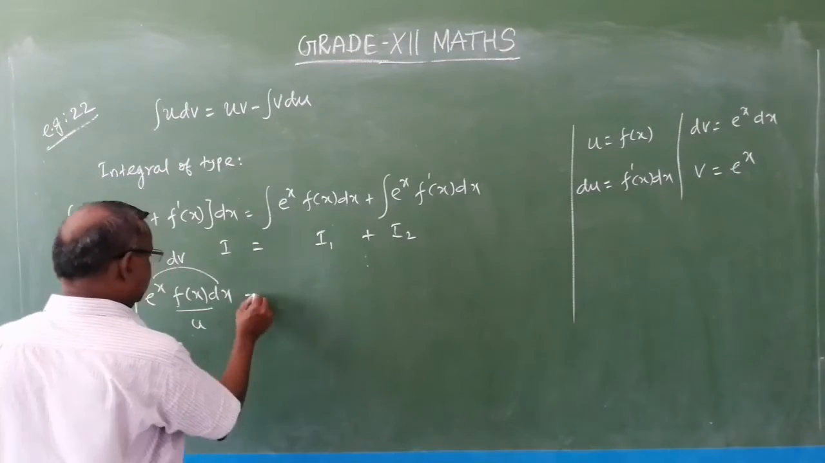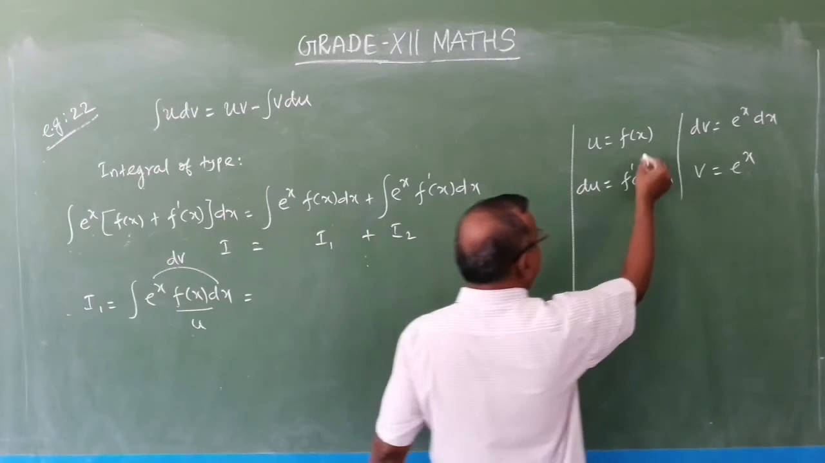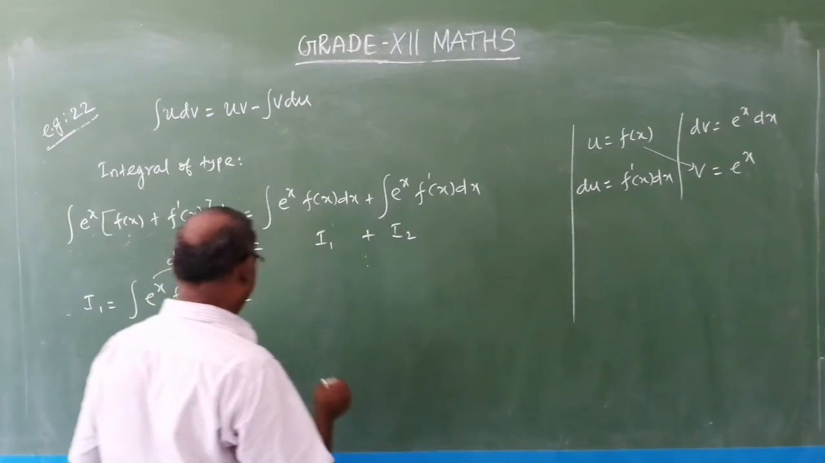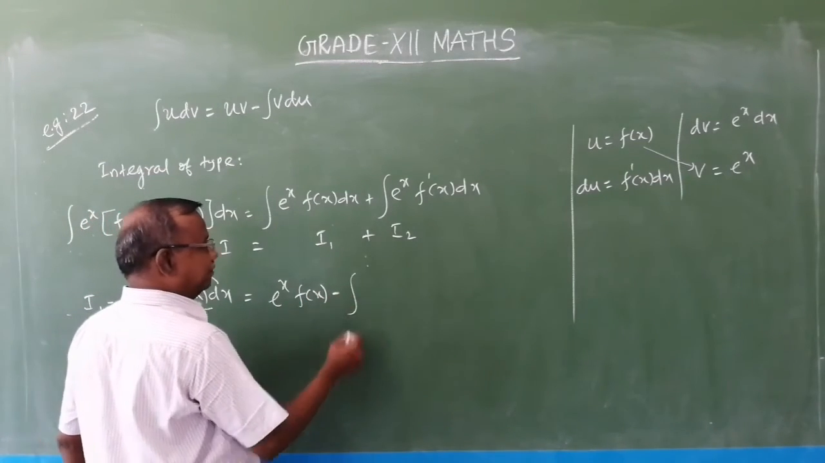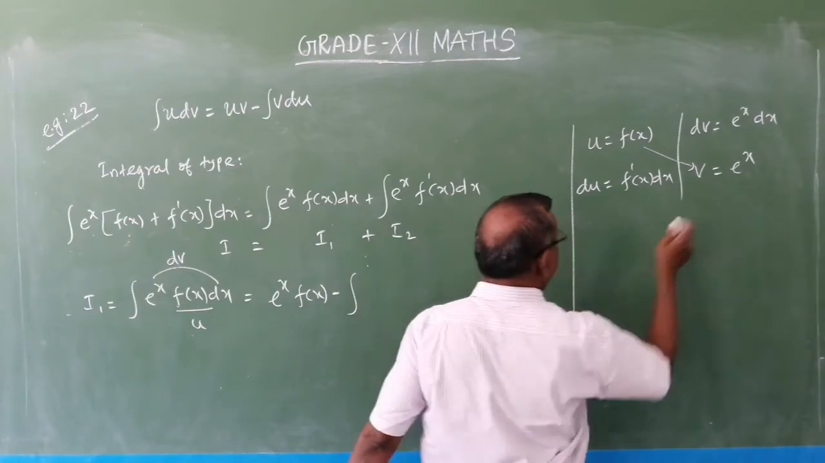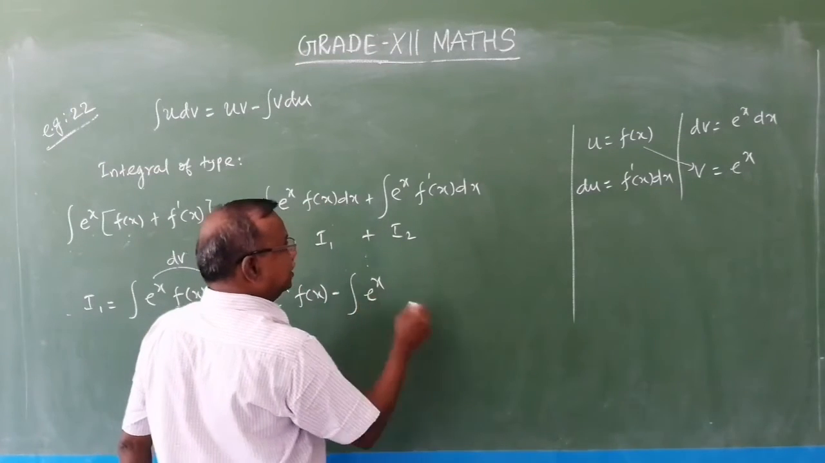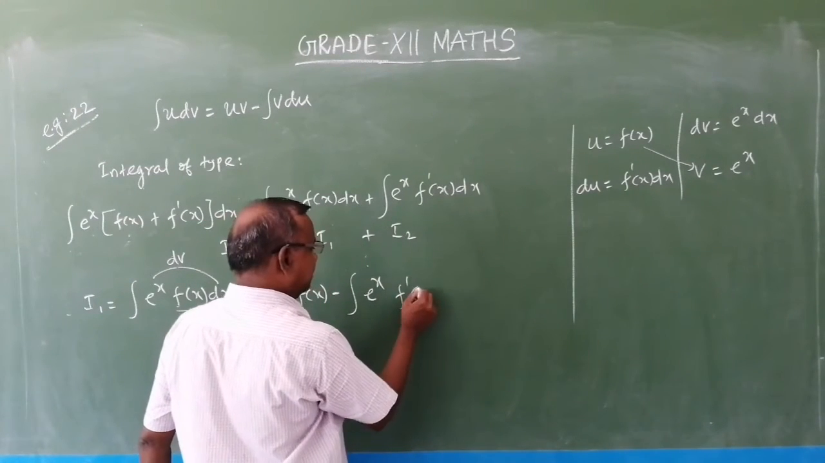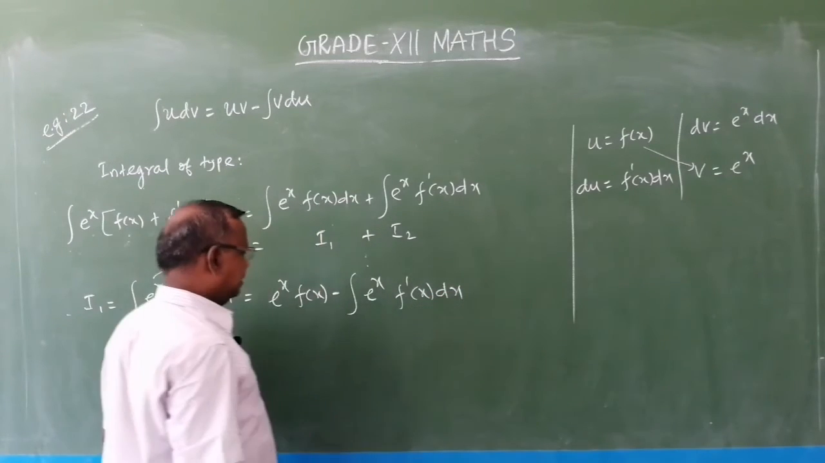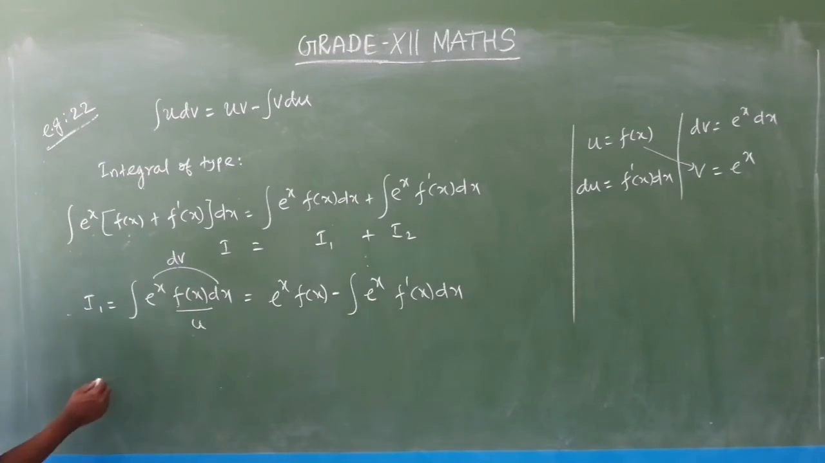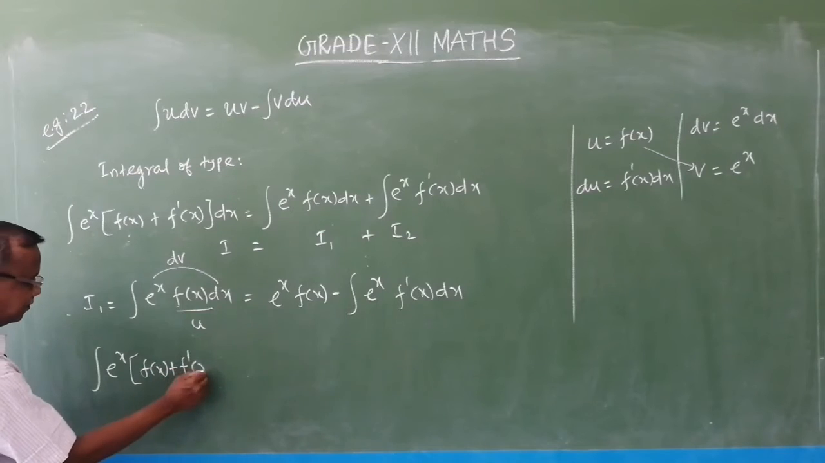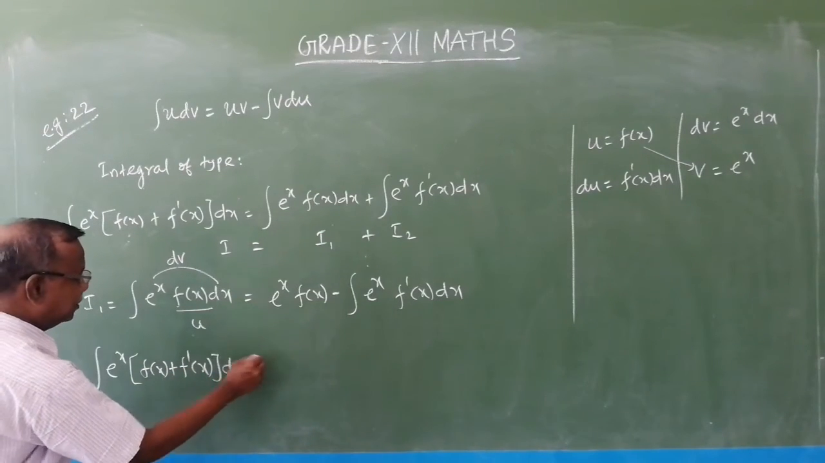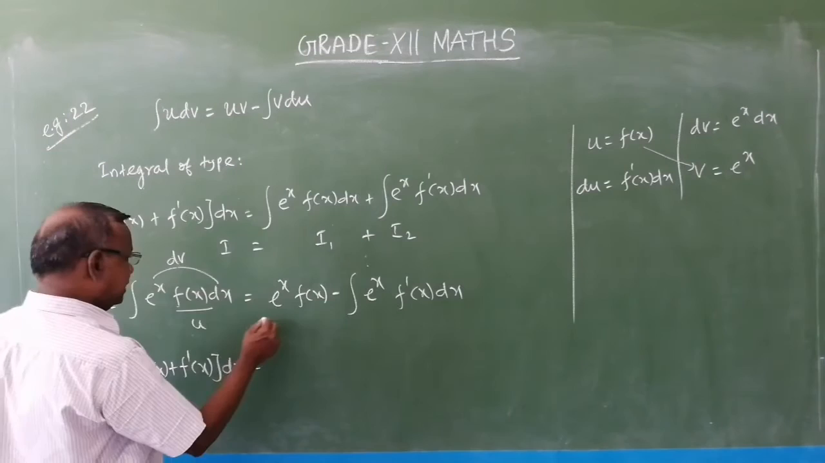Now, this is equal to uv, that is e^x f(x), minus integral v du. v means e^x, du means f'(x) dx. Now, we have I, that is integral e^x [f(x) plus f'(x)] dx, equal to I1 plus I2. This is the I1.